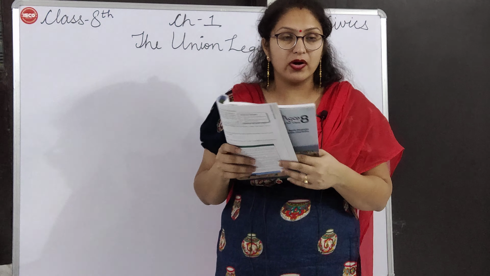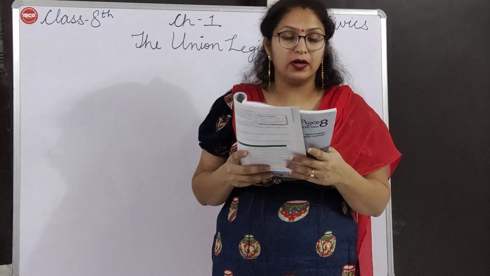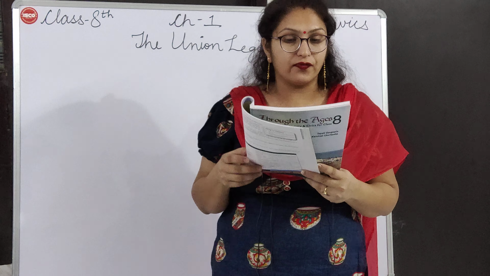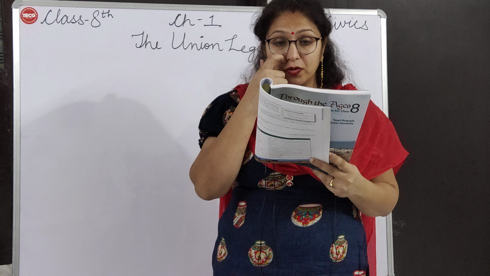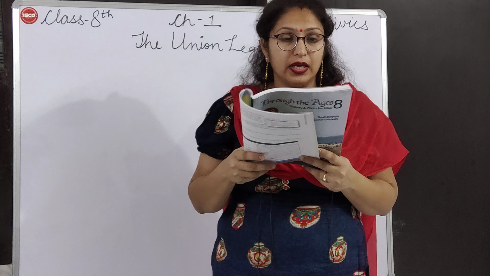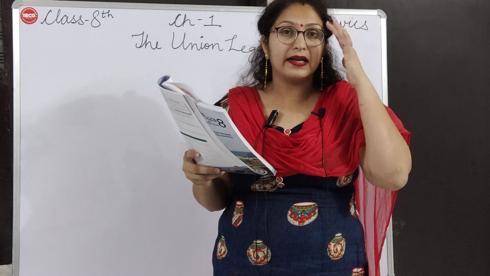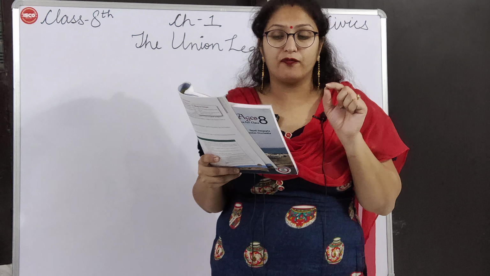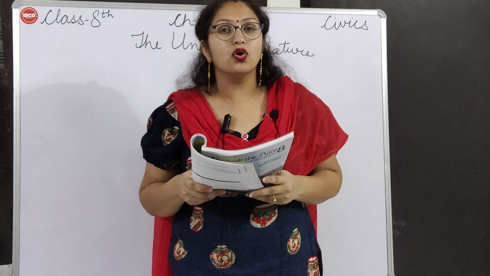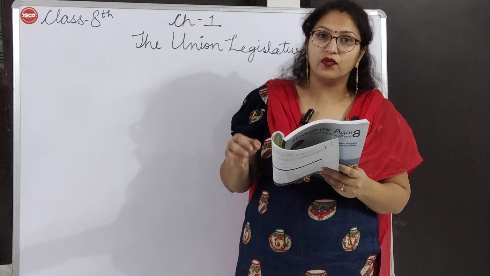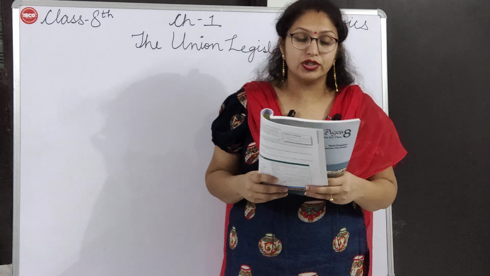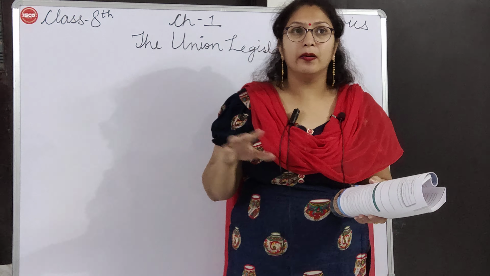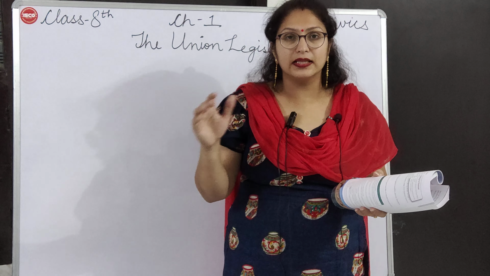To become a member of Rajya Sabha, a person should be a citizen of India, and his age should be at least 30 years. Then he should be mentally sound, perfect by mind, and must not hold an office of profit under the government. He should not be working for the government for profit, meaning he should not have any other business.